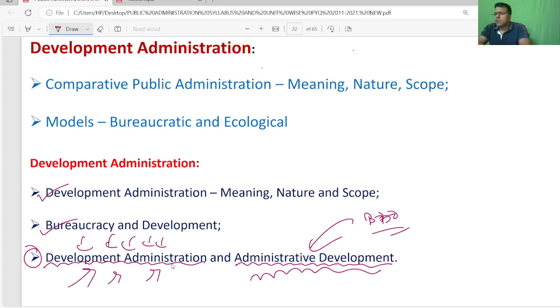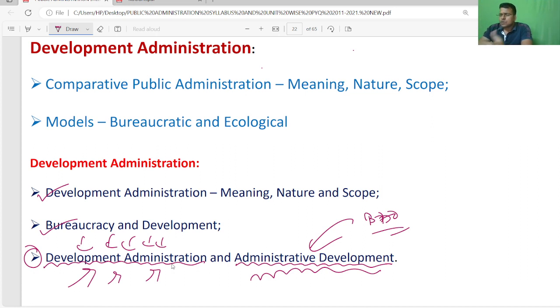This is administrative development. What you do as a BDO, what you do as a bureaucrat to develop a particular area, is administrative development. And if you are not capable, if you are not efficient, you cannot do all these things. You just go and sit there. Leave the block to God's mercy. Now clear? So this is development administration and administrative development.